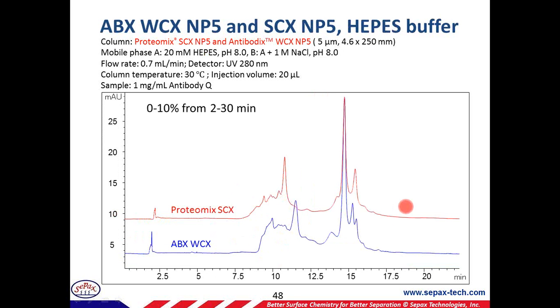With the Hibis buffer at pH 8.0, ABX definitely has a better separation in these later peaks, and then the SCX has a slight advantage in the front end of the peak here.